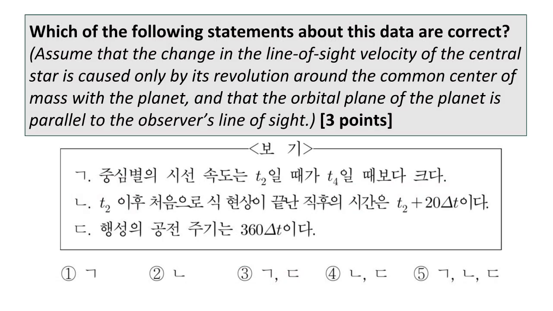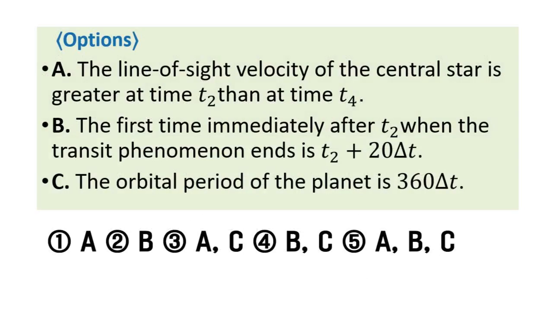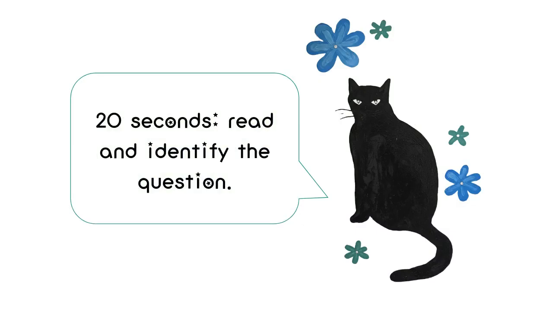3 points. No partial credit. Which of these statements are correct? One option tests the relationship between the transit and the line-of-sight velocity, one tests the meaning of the transit duration, and one tests whether the orbital period can be determined from the transit. First rule: don't rush. Take 20 seconds to read and identify what the problem is really asking.